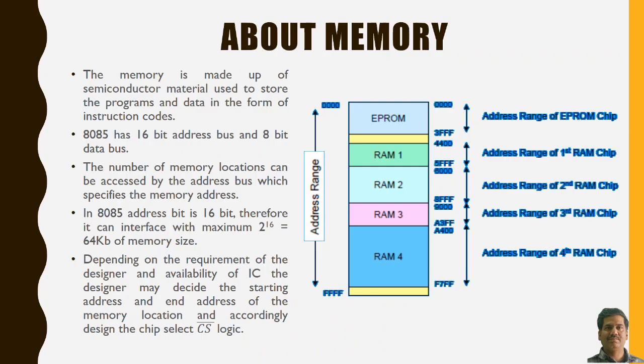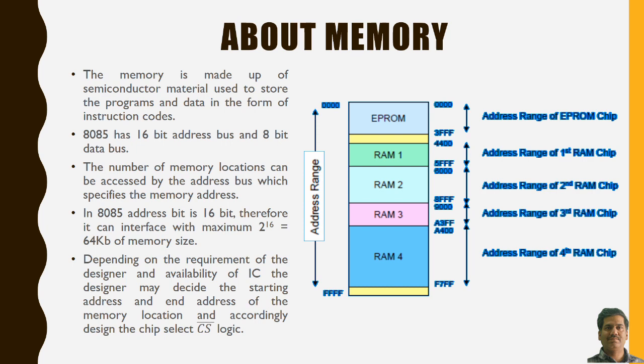About the memory: memory is an important part of the microcomputer, and in 8085 the memory is the external element. Memory is made up of semiconductor materials which are used to store the programs and data in the form of instruction code. 8085 has a 16-bit address bus which is unidirectional and an 8-bit data bus that is bidirectional. Now, the number of memory locations that can be accessed depends on the address bus, which specifies the memory address.